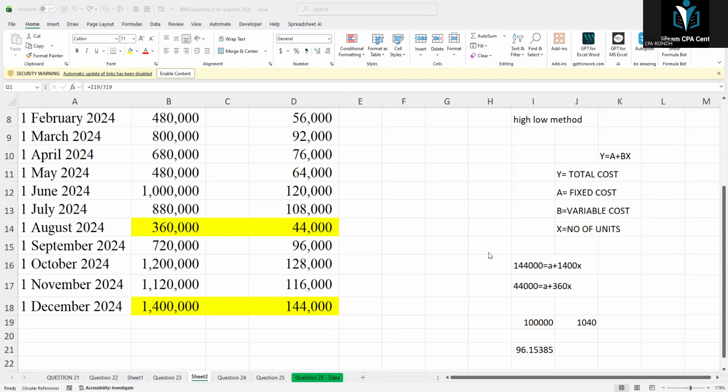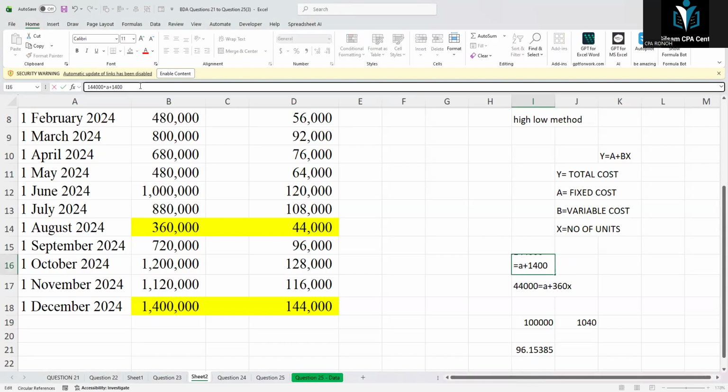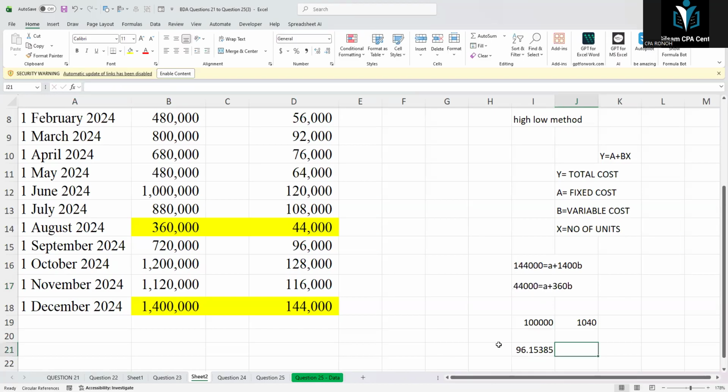If I equal x, this one should be b because x is the number of units. So this should be b, not x. Even this one should be b. So what we are getting here is our b. So our b equals 96.15. You can round off.